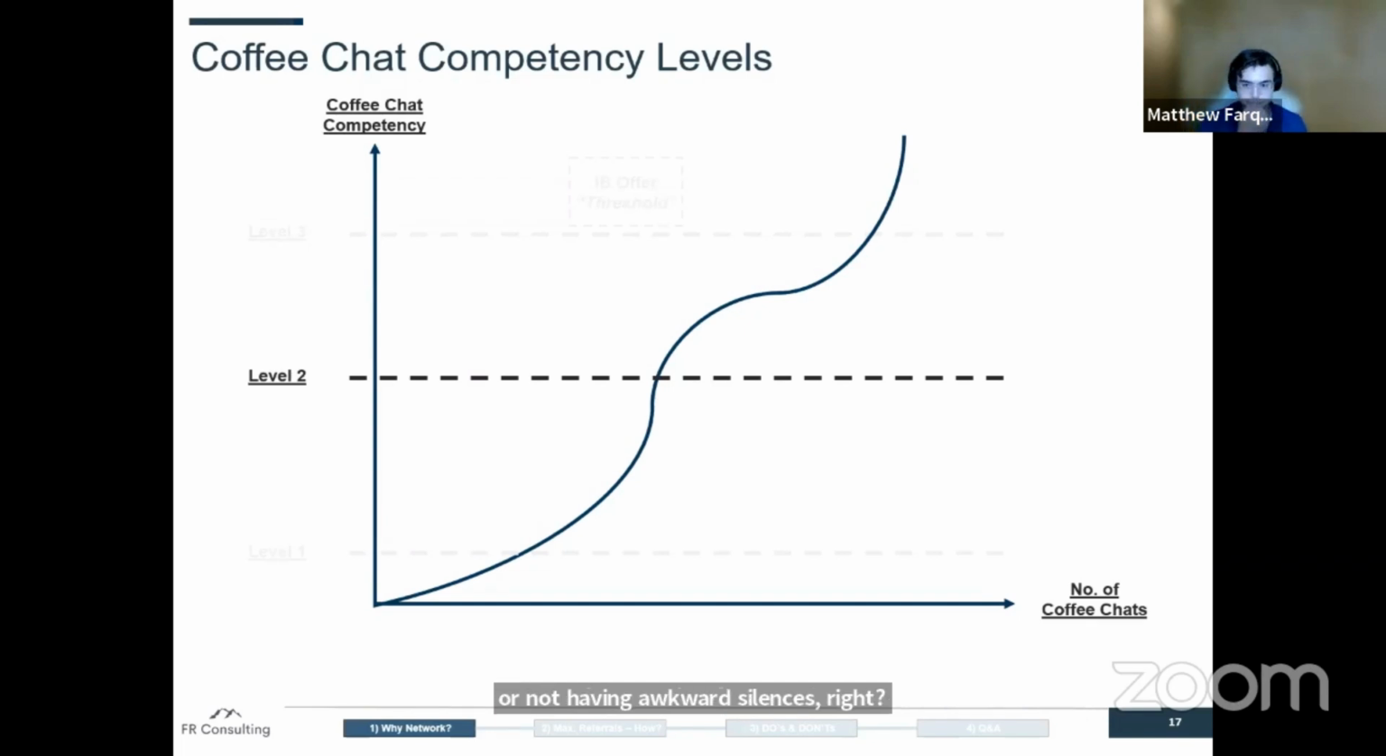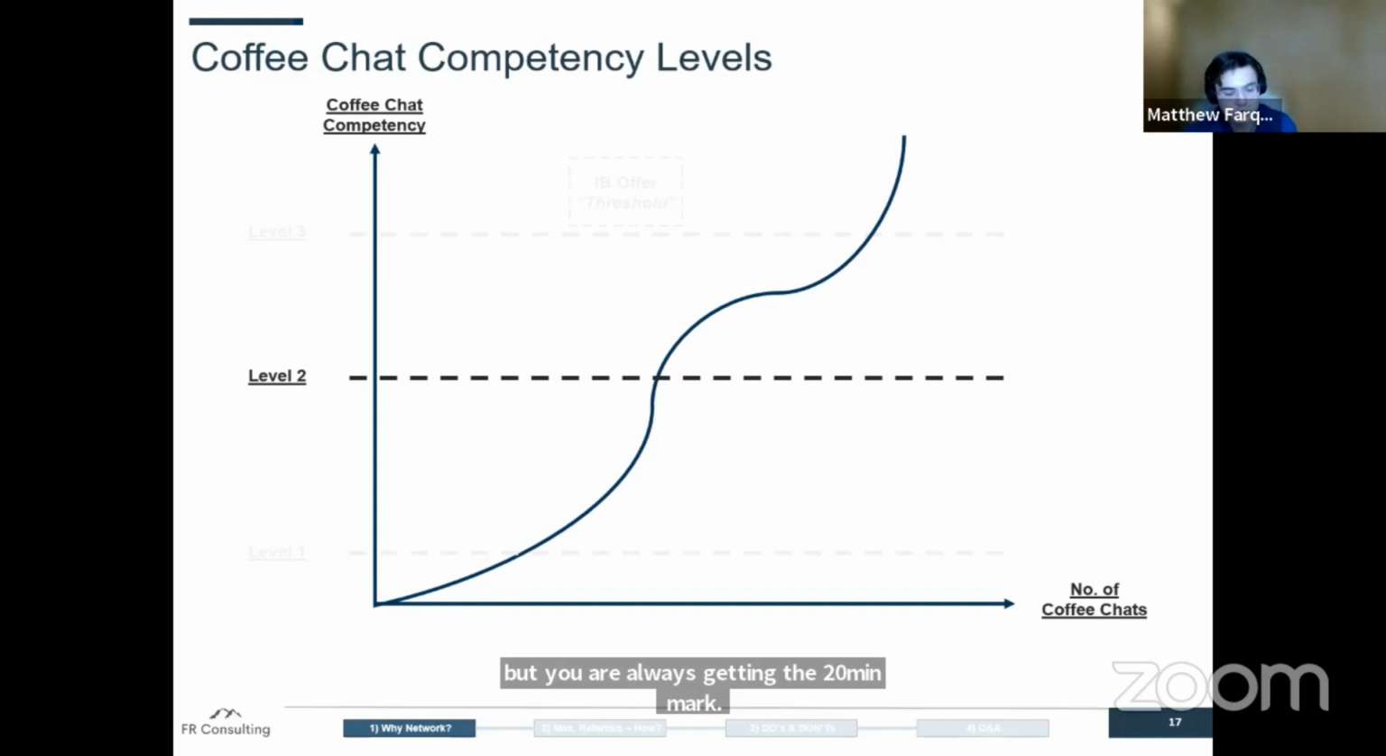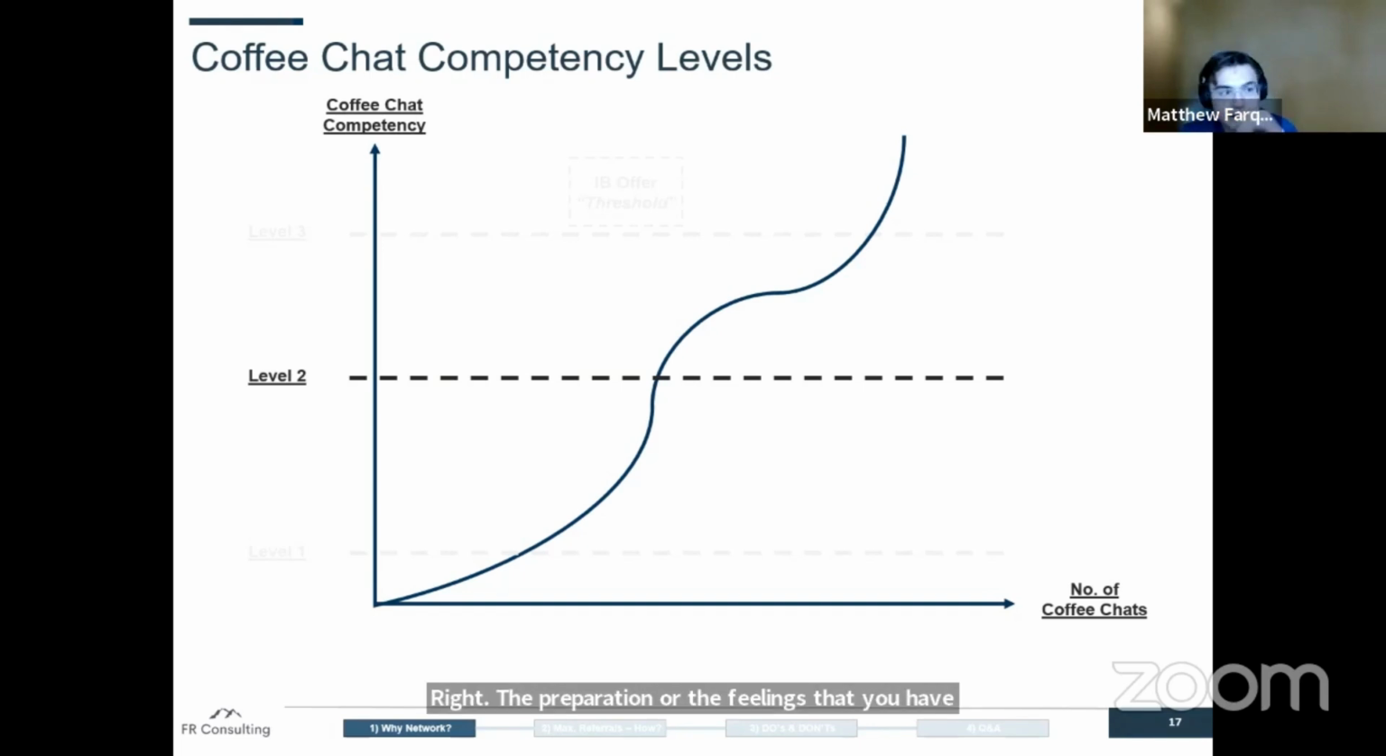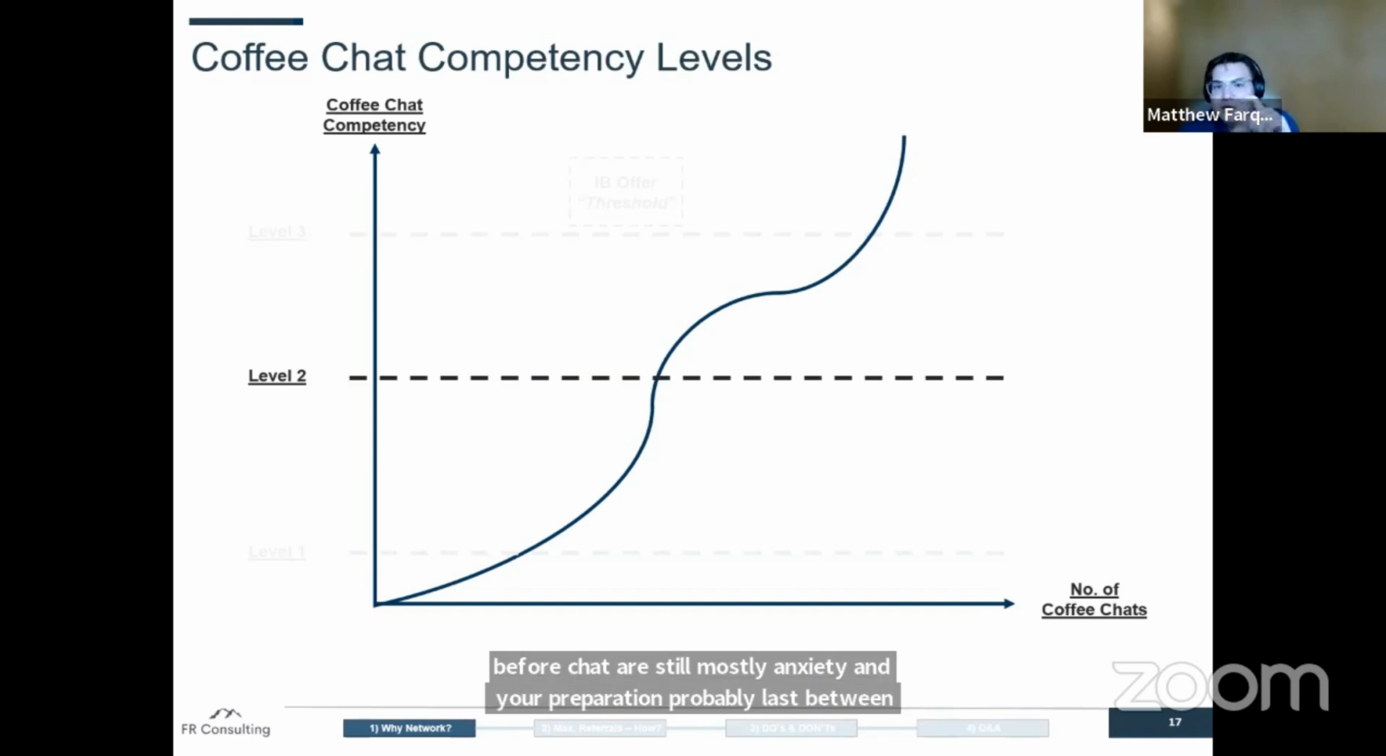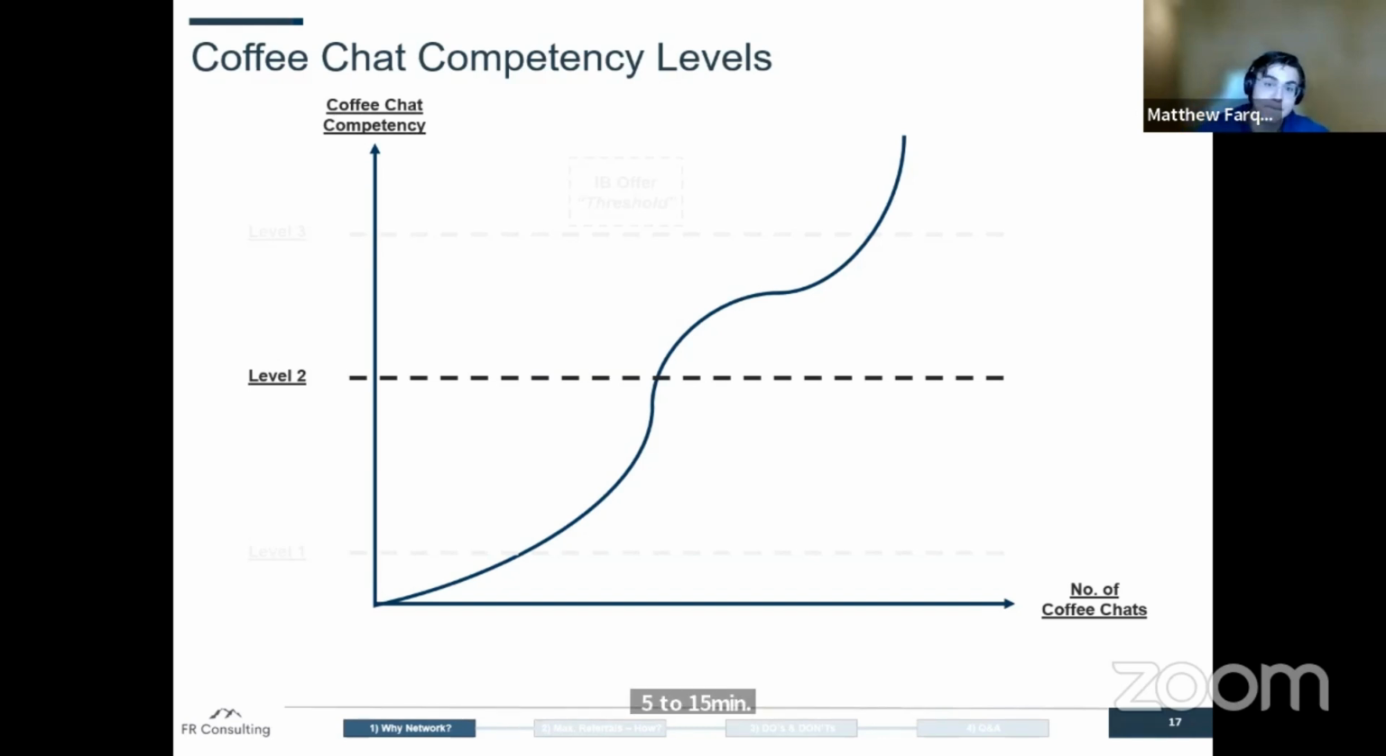Level 2, you can't necessarily have a conversation consistently, but you are always getting to the 20-minute mark. The preparation or the feelings you have before a chat are still mostly anxiety, and your preparation probably lasts between 5 to 15 minutes. But the main thing is that you're not having a conversation consistently yet. That really comes down to how you respond and your comfort in this situation of talking to a stranger.